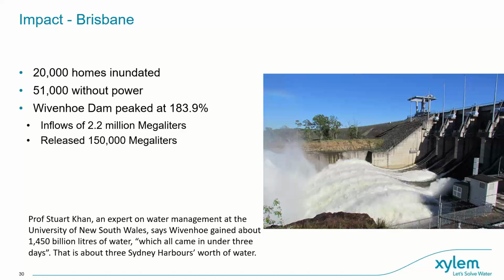And I have a quote here from Professor Stuart Kahn, an expert in water management at the University of New South Wales, who says that the Xue Dam gained about 1.450 billion liters of water, which came in under 3 days. That's about 3 Sydney harbors worth of water. So to put that in context, that's how much water was held back by this dam to help lessen the flooding, because there was still catastrophic impact of the flooding.